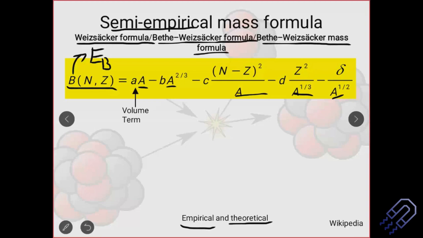The first term is called the volume term. I'm going to go into one slide each for all of these, okay? And let me just write down these; let's read the terms one by one. The second term is called the surface term. So we already know the meaning, okay? The third term here is the asymmetry term. Sometimes the Coulomb term, which is the fourth term, is written before the asymmetry term. So don't get confused here.